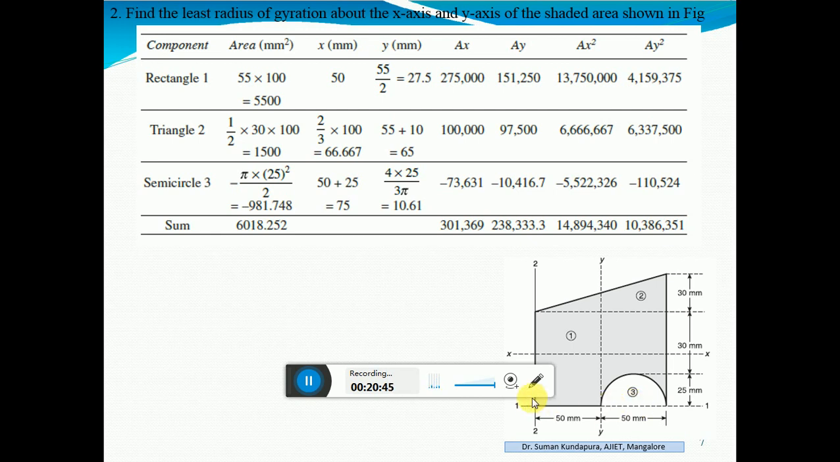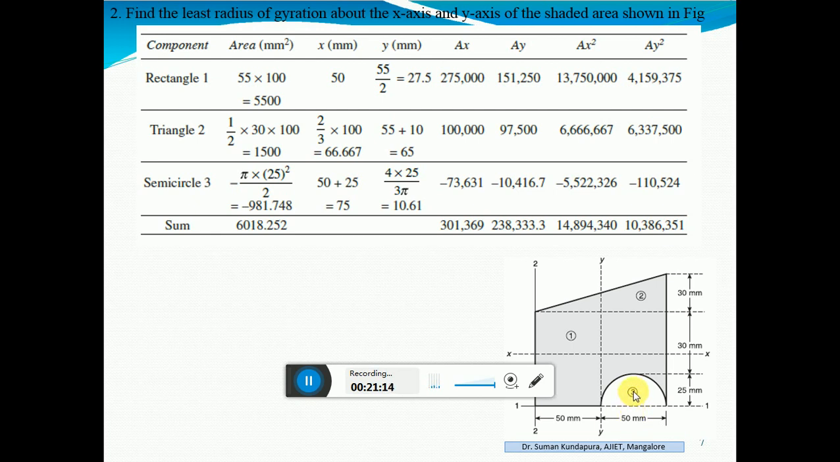So what is the distance from the 2 axis? That is 50, plus it is lying on the diametrical axis of the semicircle, so directly it is d by 2. D by 2 is 50 divided by 2, 25. So it is 75. The centroid of the semicircle is lying here, 75.